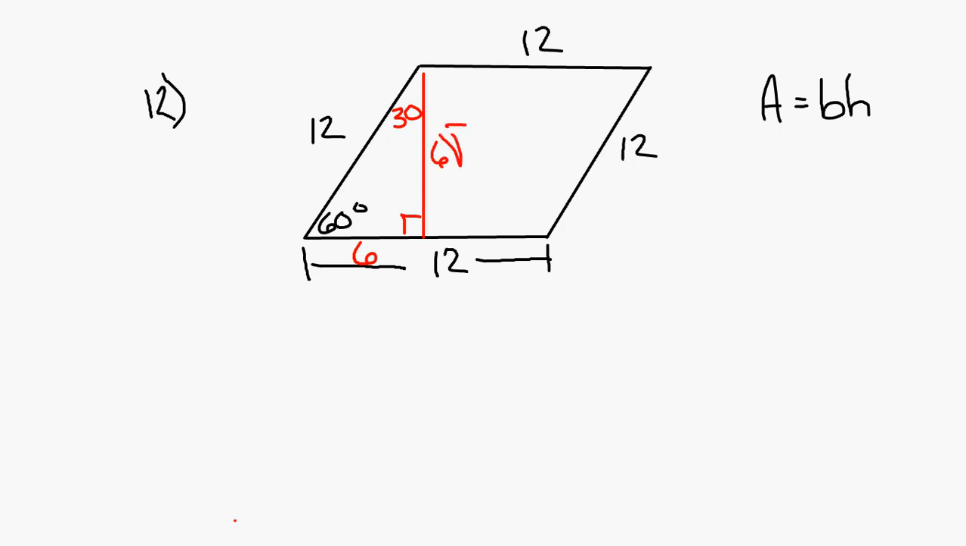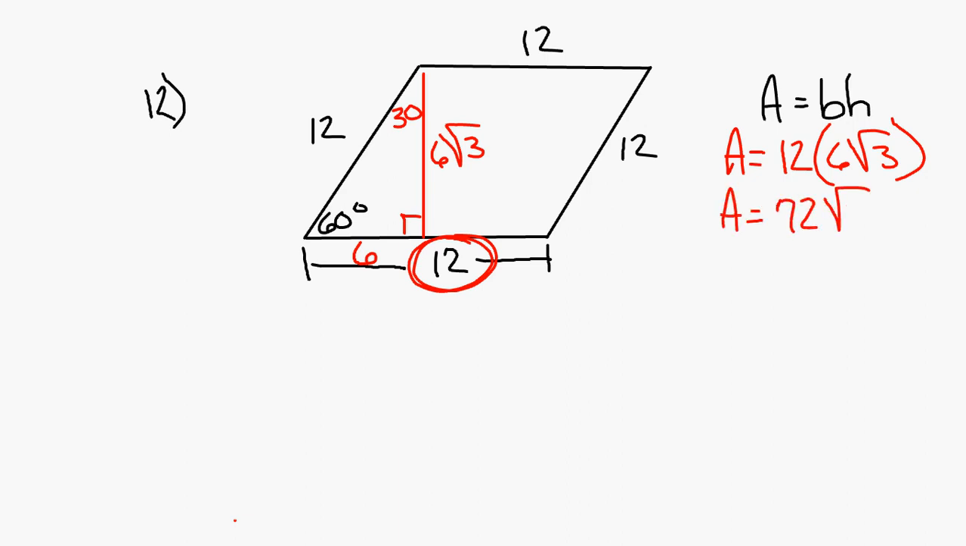Now you have all the dimensions you need to find the area of this rhombus. So the area equals the base, which is 12. It's the base of the entire shape. You got to use this 12 times the height of the rhombus, which is 6 radical 3. So the area equals 72 radical 3. And let's see, that is 72 times, that's 124.7. Area.